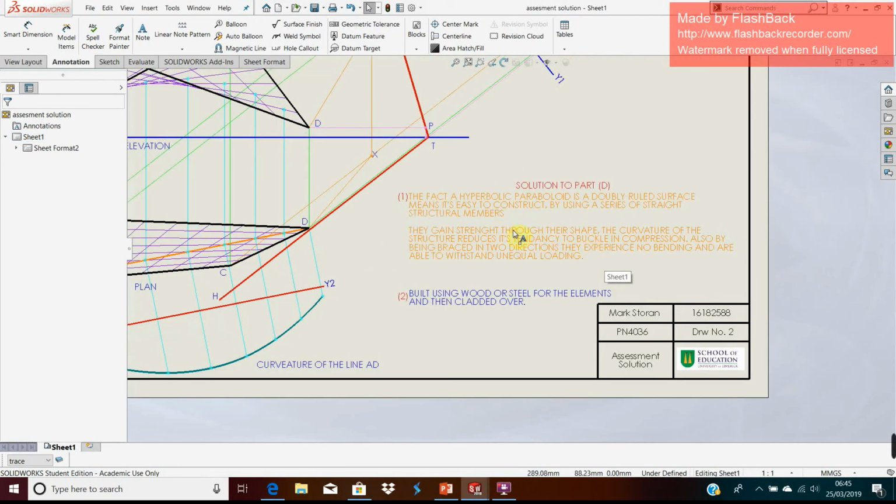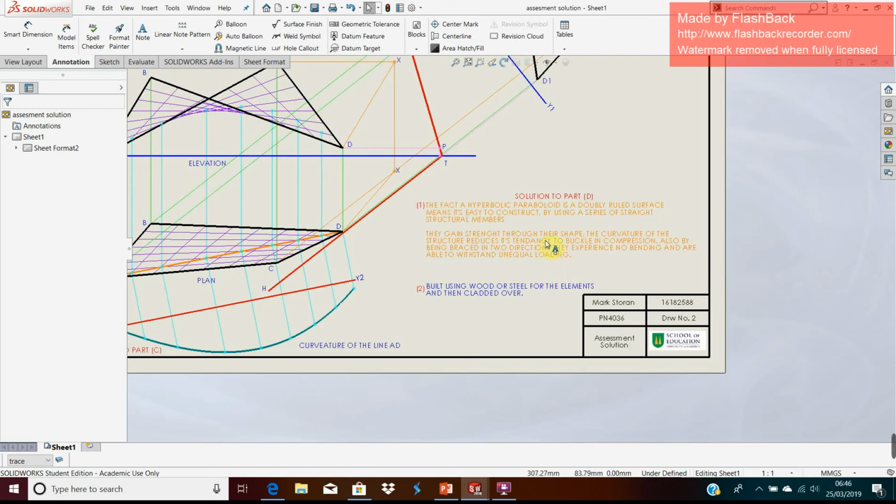So I just have it solved over here. I'll be looking for students to say that the fact a hyperbolic paraboloid is a doubly ruled surface means it's easy to construct by using a series of straight structural members. They gain strength through their shape. The curvature of the structure reduces its tendency to buckle in compression. Also, by being braced in two directions, they experience no bending and are able to withstand an unequal loading. So that will be showing how a hyperbolic paraboloid is a good structure to use for a roof. So that would be the first part of that question, part D solved.